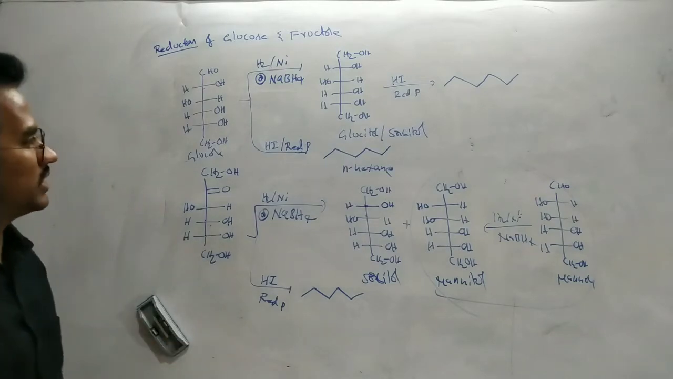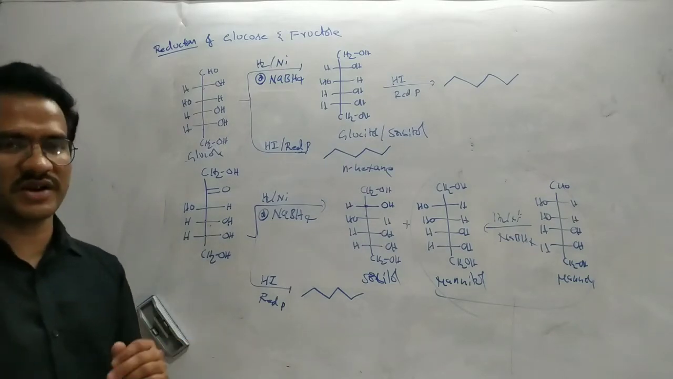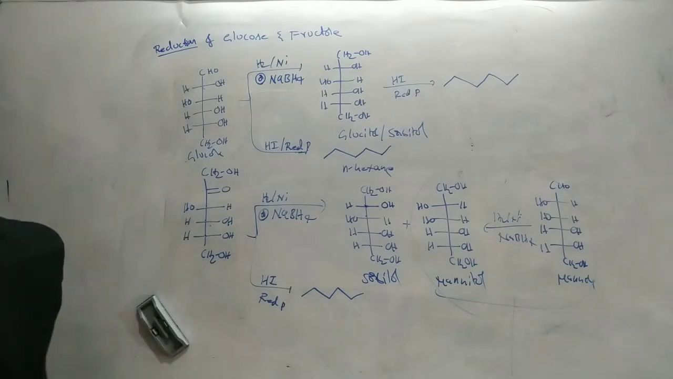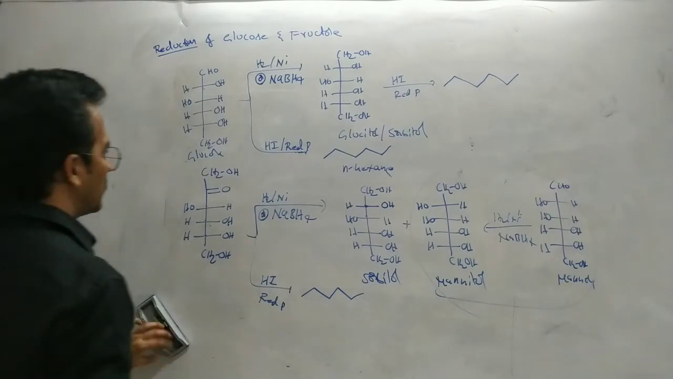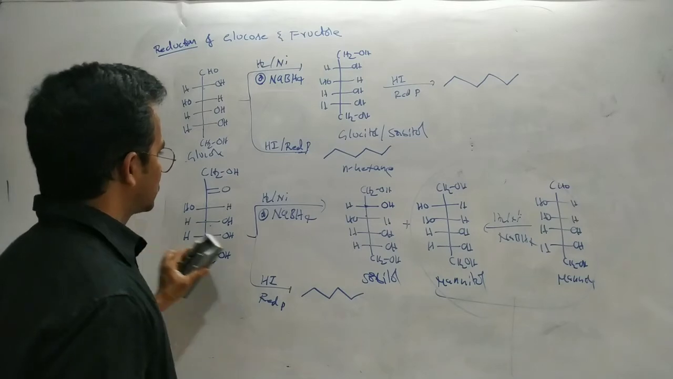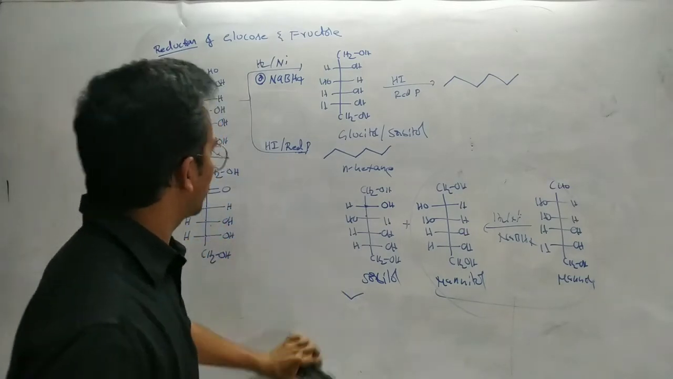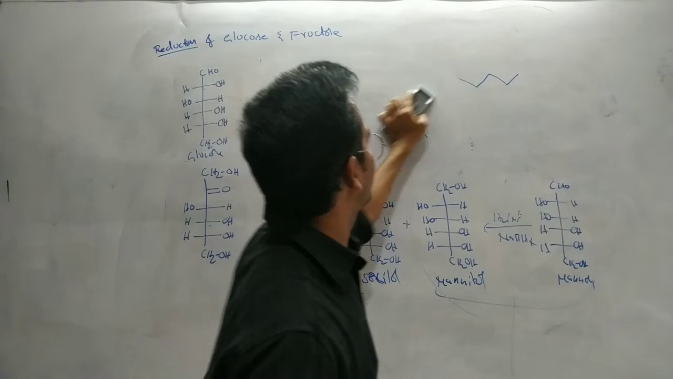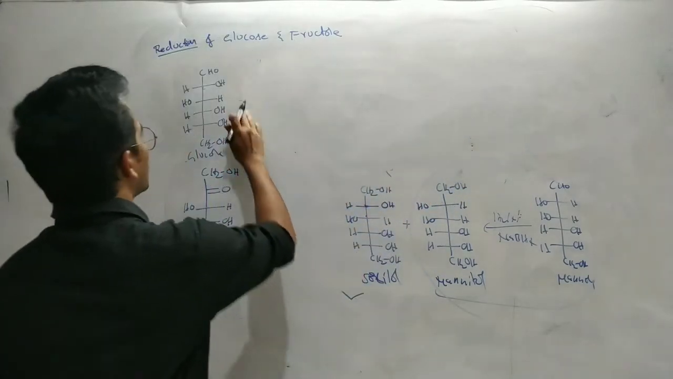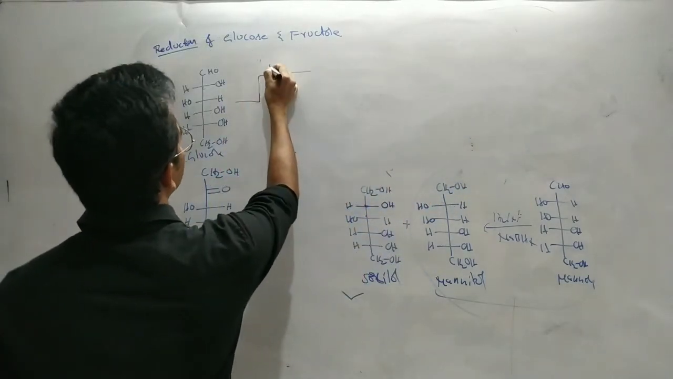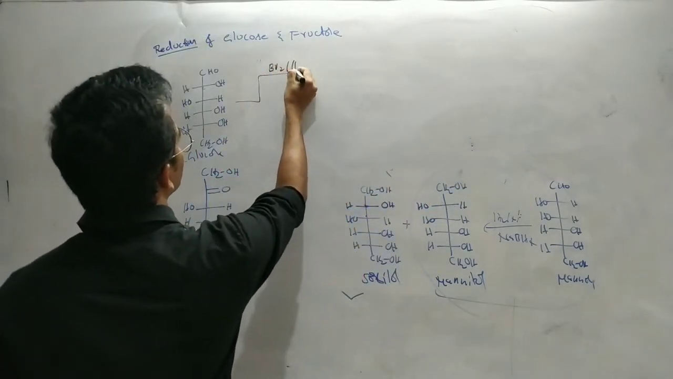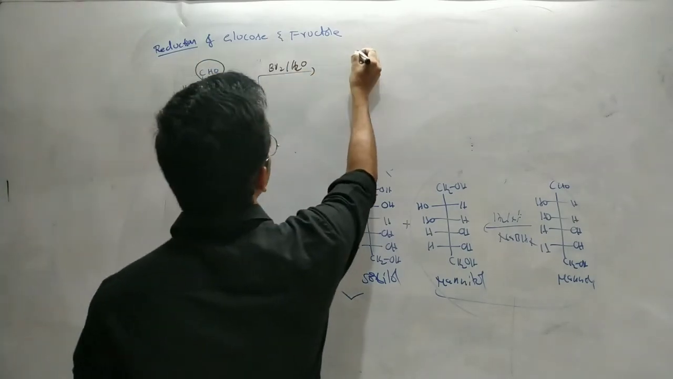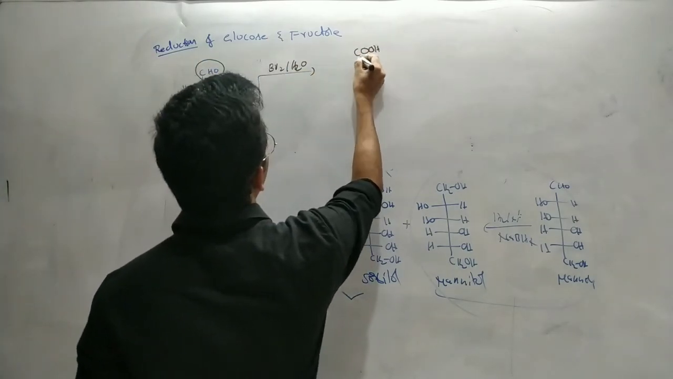So next we'll discuss the oxidation of glucose and fructose. In oxidation of glucose and fructose, first of all, we'll discuss this reaction. Okay. This glucose on oxidation with bromine water. Bromine water is a weak oxidizing agent, so only the aldehyde group is oxidized. That is converted to COOH.